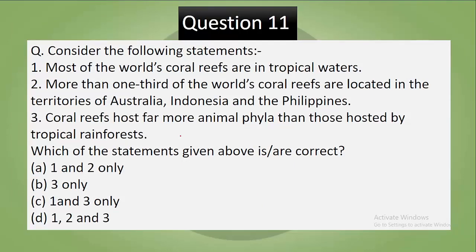Question number 11. Consider the following statements. First, most of the world's coral reefs are in tropical waters. Second, more than 1/3 of the world's coral reefs are located in the territories of Australia, Indonesia and Philippines. Third, coral reefs host far more animal phyla than those hosted by the tropical rainforest. Which of the following statements are correct? Pause the video, try to answer. So basically your correct answer to this is D, which is 1, 2 and 3.